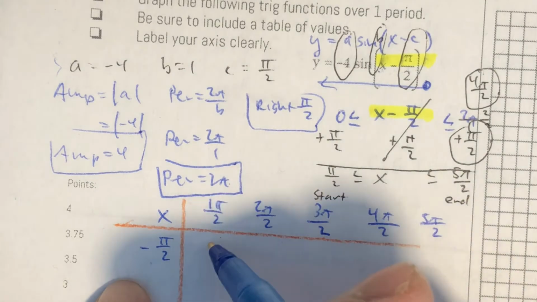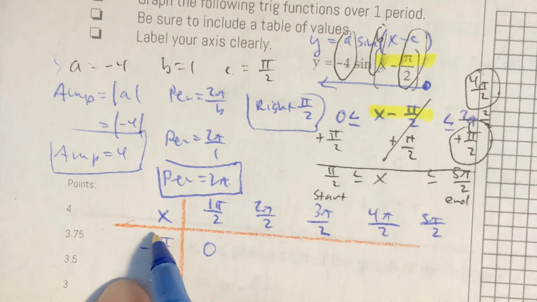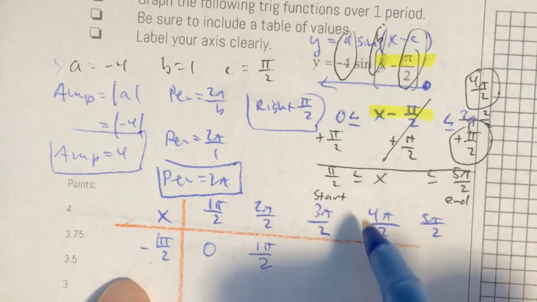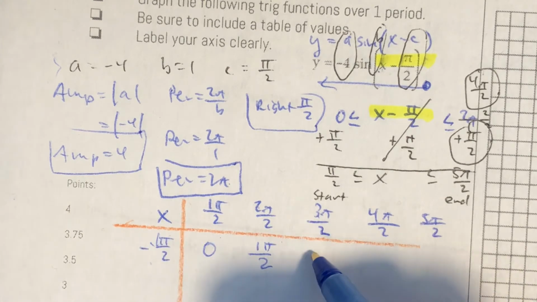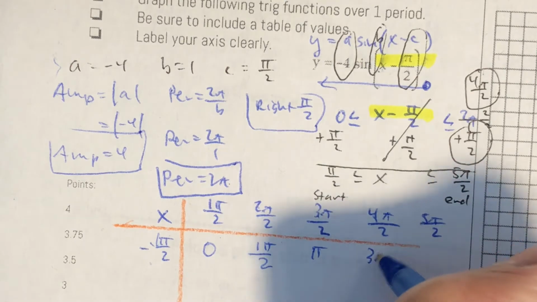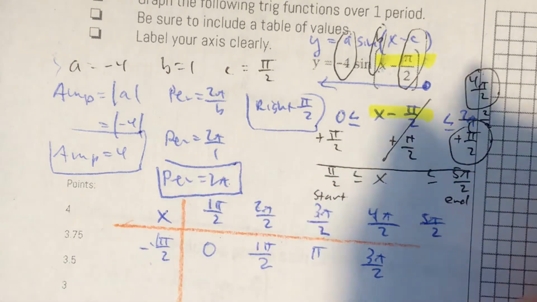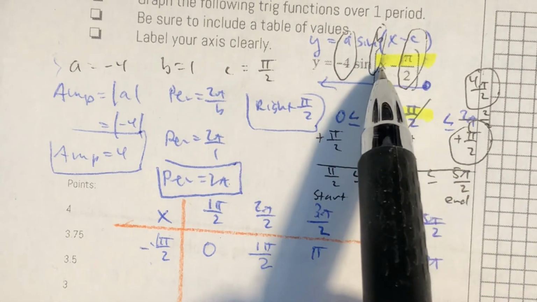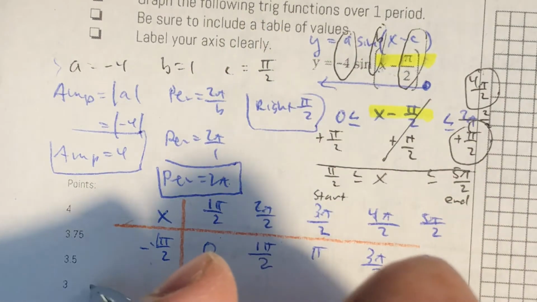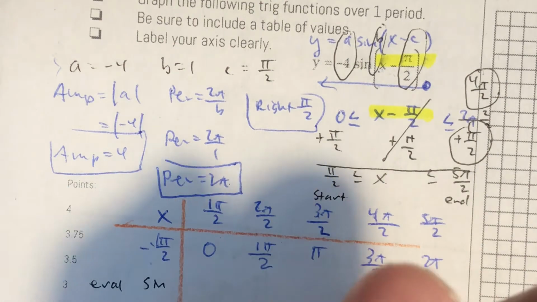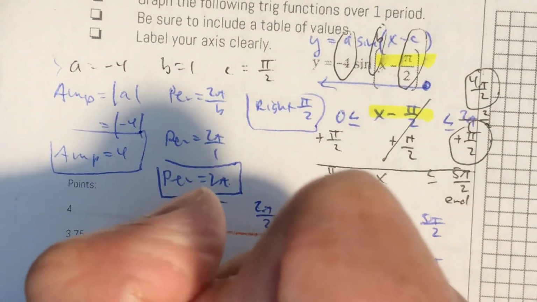1 minus 1 is 0. 2 minus 1 is 1 pi over 2. 3 minus 1 gives me 2 pi over 2, or just pi. 4 minus 1 is 3 pi over 2. And 5 minus 1 is 4 pi over 2, which is 2 pi. And then now I'm going to take the sine, so evaluate sine. Over here, what were we doing? We were subtracting.